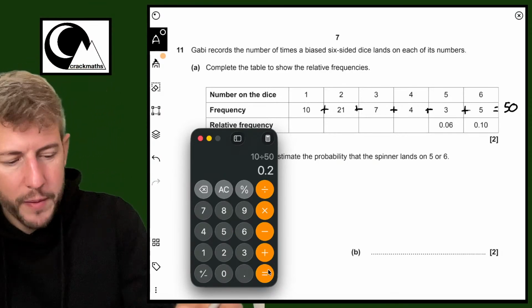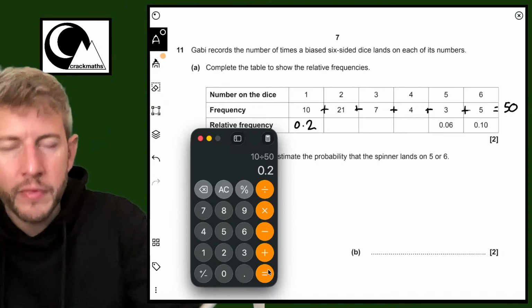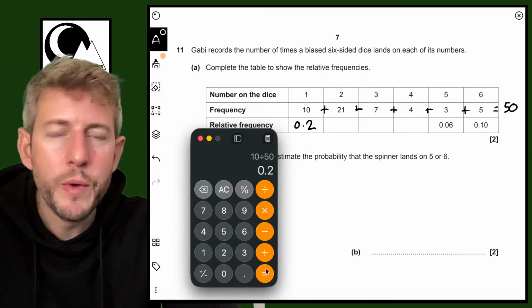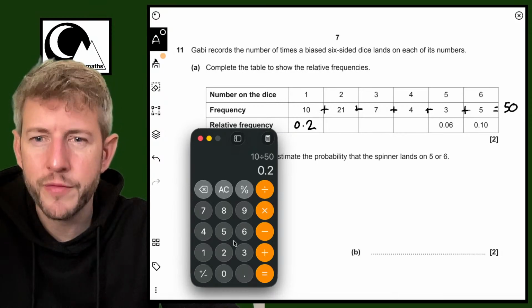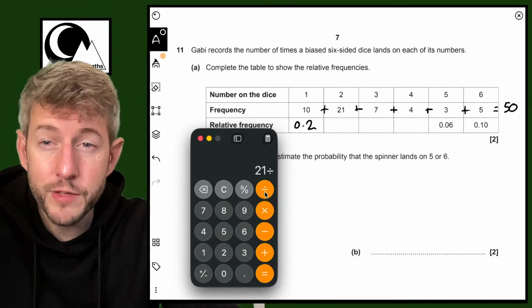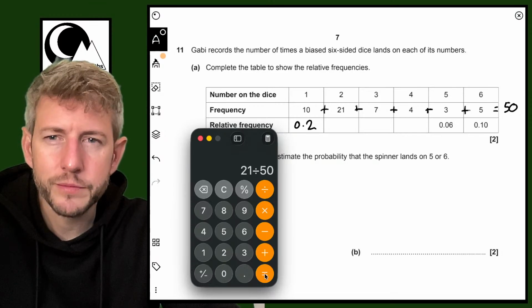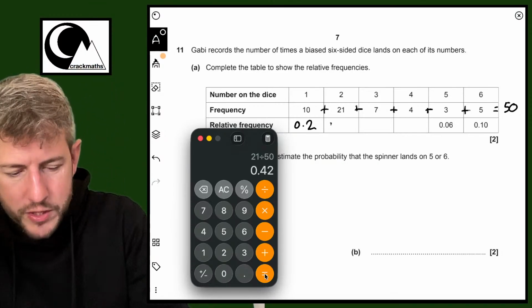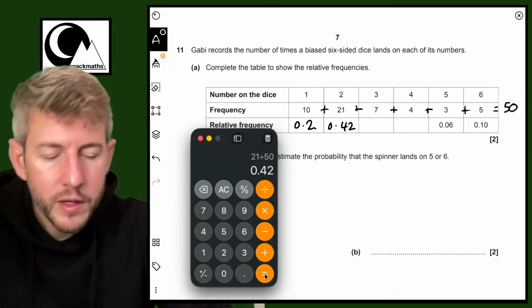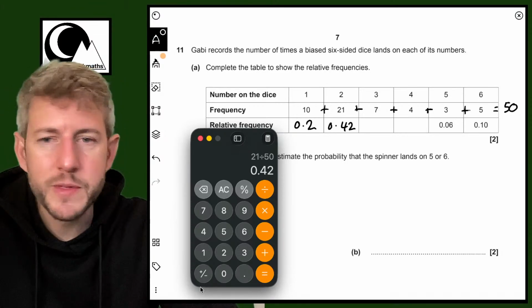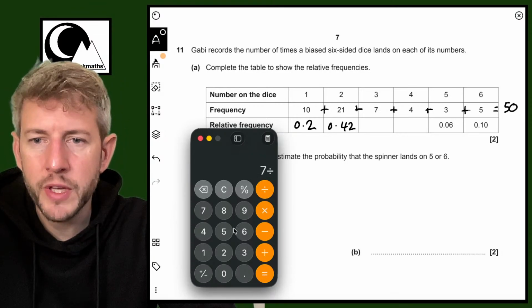So there we go, 10 divided by 50 is 0.2. And then for landing on 2, we've got 21 times out of 50, so we'll do 21 divided by 50, and that equals 0.42. For number 3, it's 7 times out of 50, so we'll do 7 divided by 50.